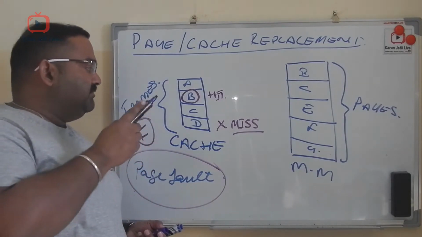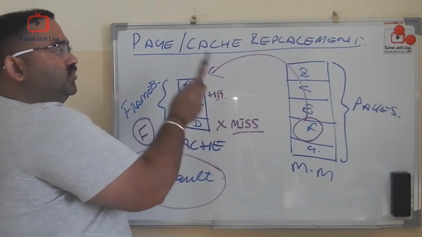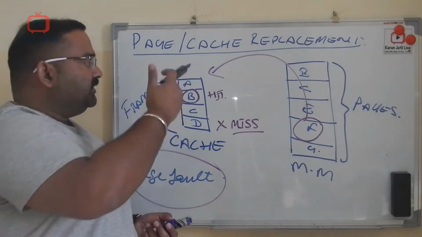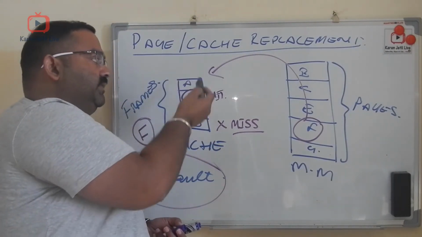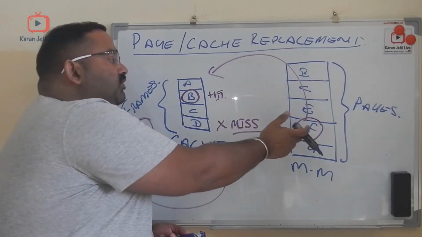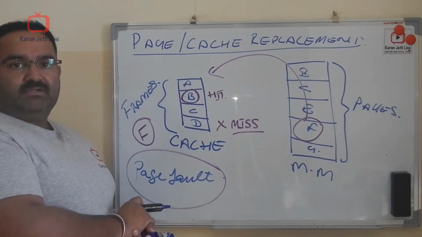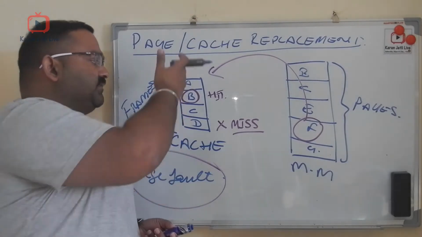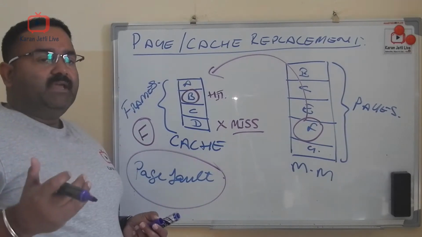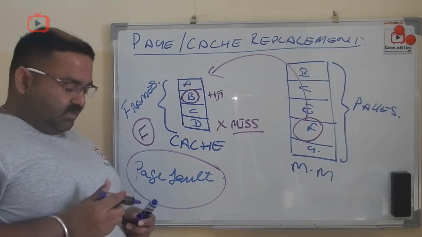Now what we want is to bring page F from the main memory to the cache. Now guys, if you look, our cache is already full. We have A, B, C, D already in the cache, so we do not have space to put page F in the cache. Now what do we do? Since our cache is full, but there is a page fault, we need to bring F to the cache. So to bring F to the cache, we need to remove one of these pages.